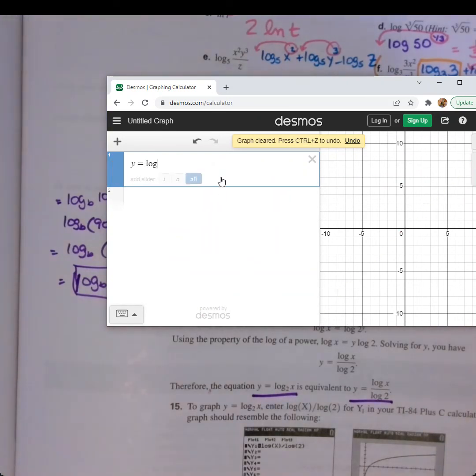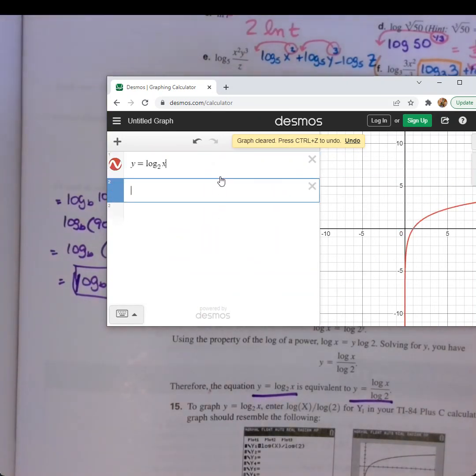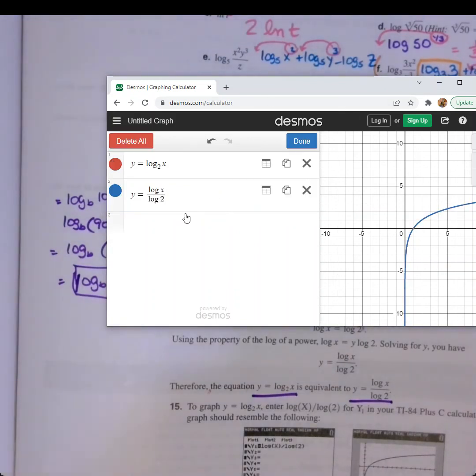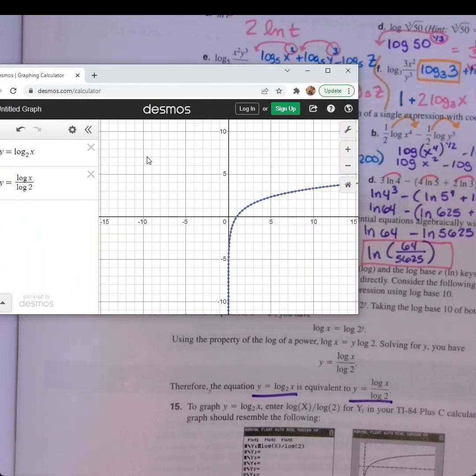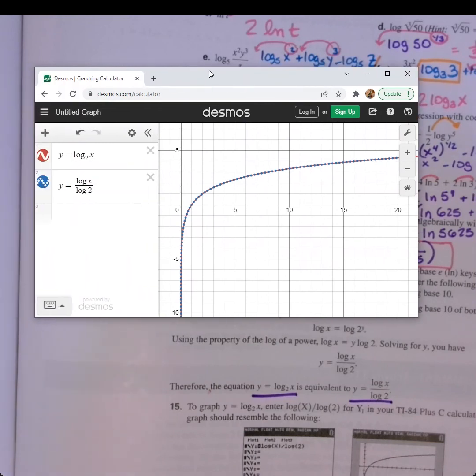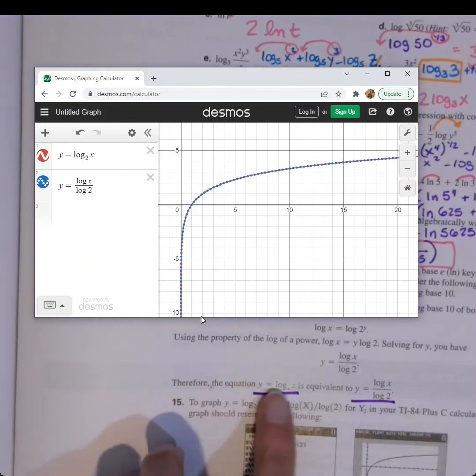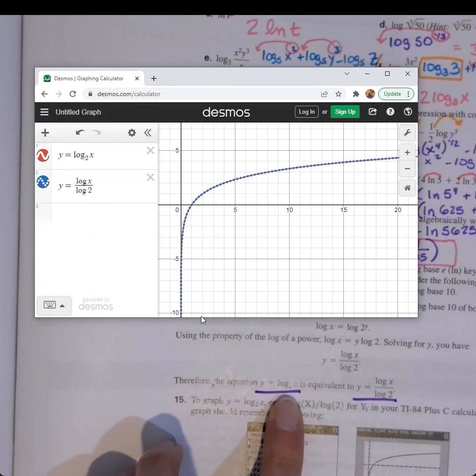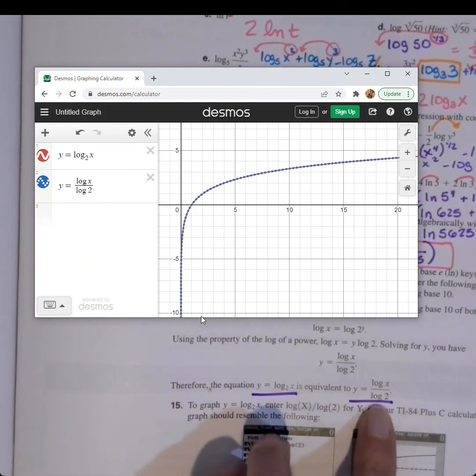Okay, y equals log base 2 of x, and y equals log of x divided by log of 2. So we should be able to see that the two graphs are identical, or really just one function. They're the same thing. You can see the dotted line shows up right on the solid, and they are the same. So what we've done is taken one function with a base of 2 and changed it into two different logarithms with a different base. These are both base 10.